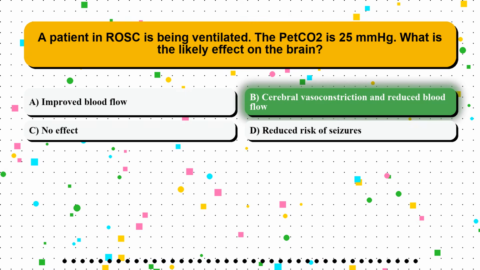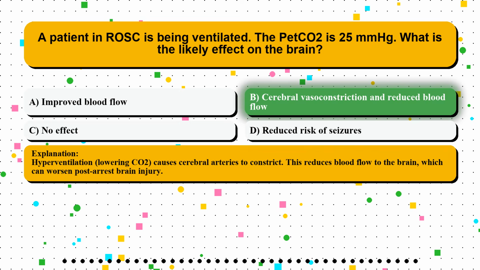The correct answer is option B, cerebral vasoconstriction and reduced blood flow. Hyperventilation, lowering CO2, causes cerebral arteries to constrict. This reduces blood flow to the brain, which can worsen post-arrest brain injury.